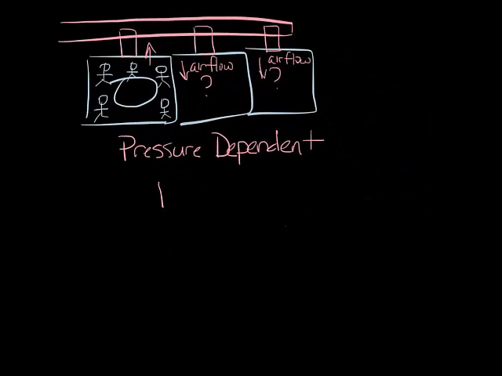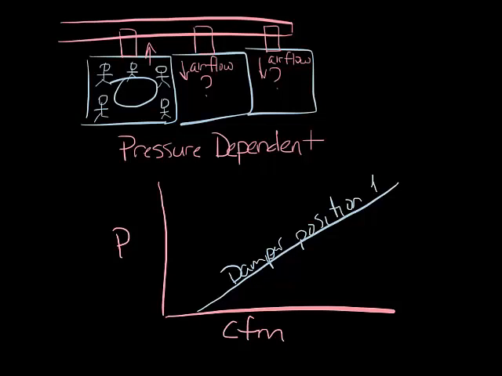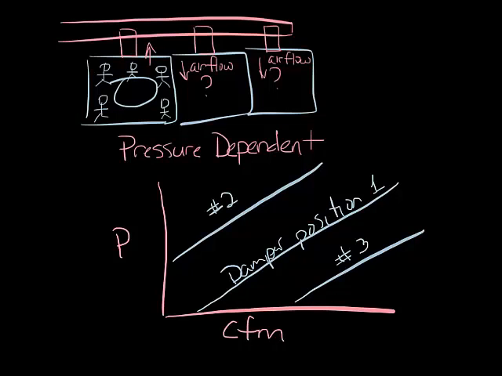If we graph airflow versus pressure in a pressure dependent system, it'll look something like this, where for any specific damper position, as the pressure increases, so does the airflow. So if the damper is in a starting position, we'll call it position 1, the airflow will go up and down if the pressure changes. If you need to change the damper position to let in more air, say, it'll still float up and down based on pressure changes in the system.